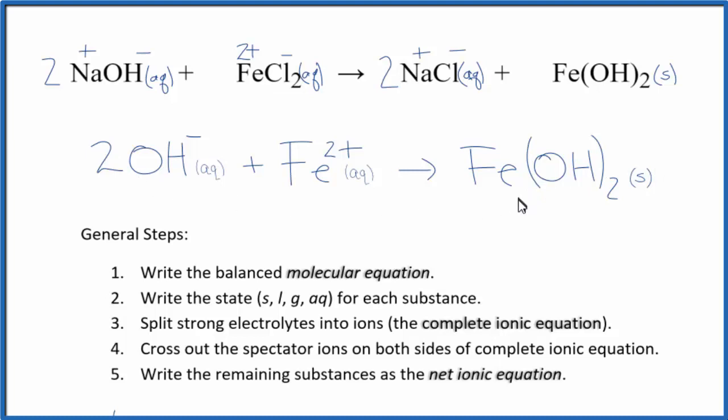And this is the balanced net ionic equation for NaOH plus FeCl2, sodium hydroxide plus iron(II) chloride. You'll notice that charge is balanced. I have 2 times the 1 minus here. So I have 2 minus, 2 plus. They cancel out. We have a neutral compound here. And mass is conserved as well. If you count the atoms up, we have the same number of atoms, both sides of the equation.